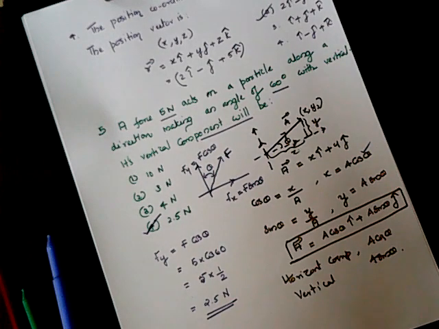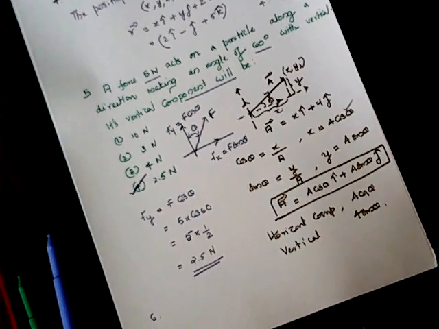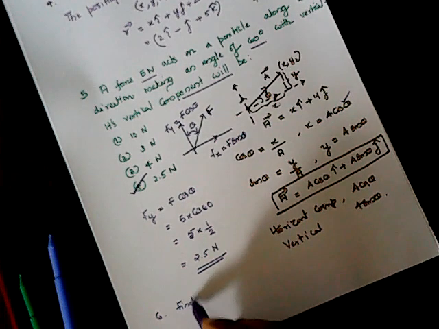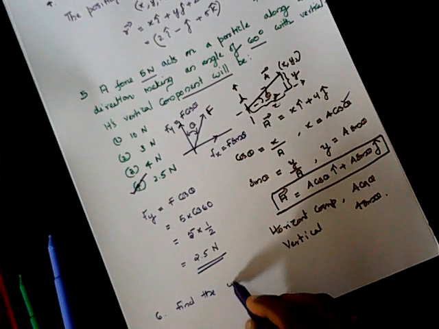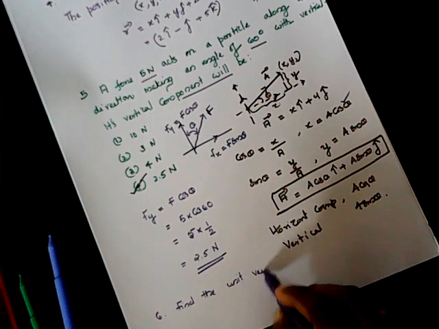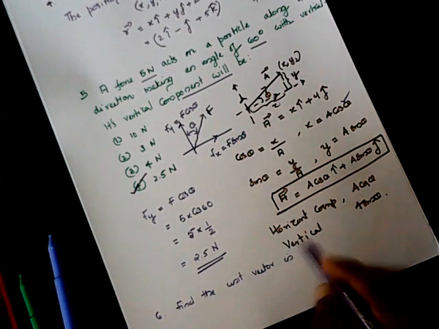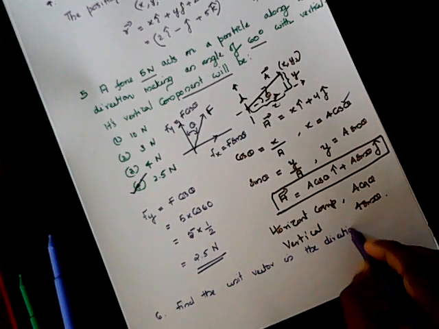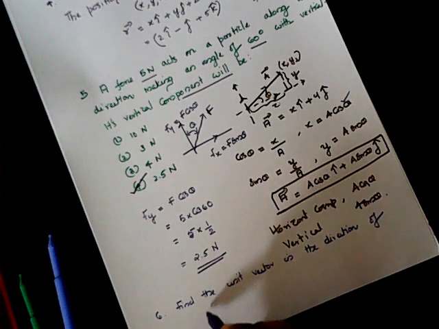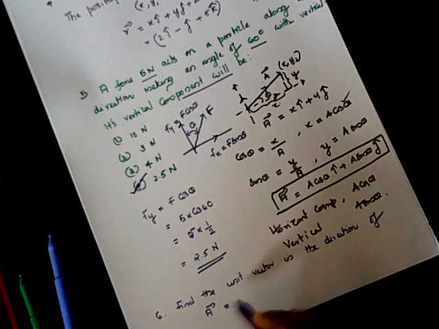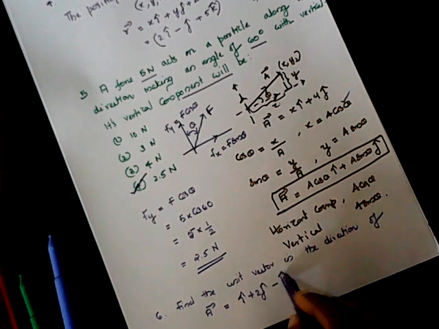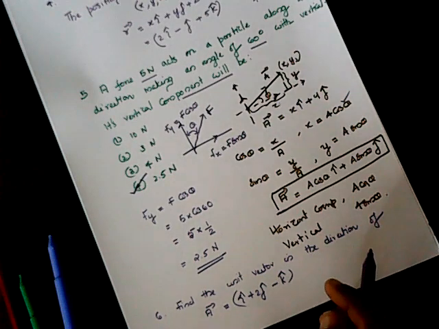Then the sixth question. Find the unit vector in the direction of the vector A, where A is given as i plus 2j minus k.